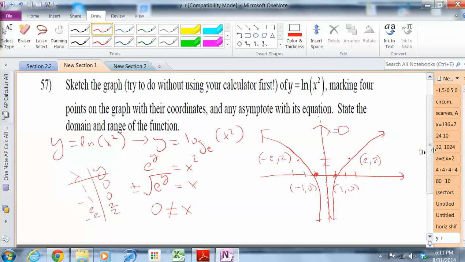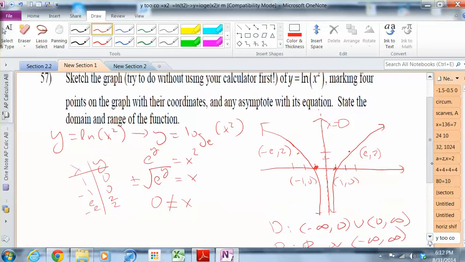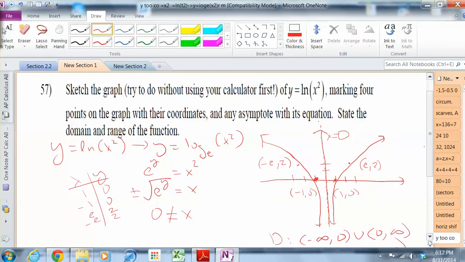And then our domain, if we write this in interval notation, we're going from negative infinity to 0, and from 0 to infinity. So 0 is not included, which is why I have parentheses. Our range still is all real numbers, or in interval notation from negative infinity to infinity. So that's how you would generate the graph y equals ln of x squared.